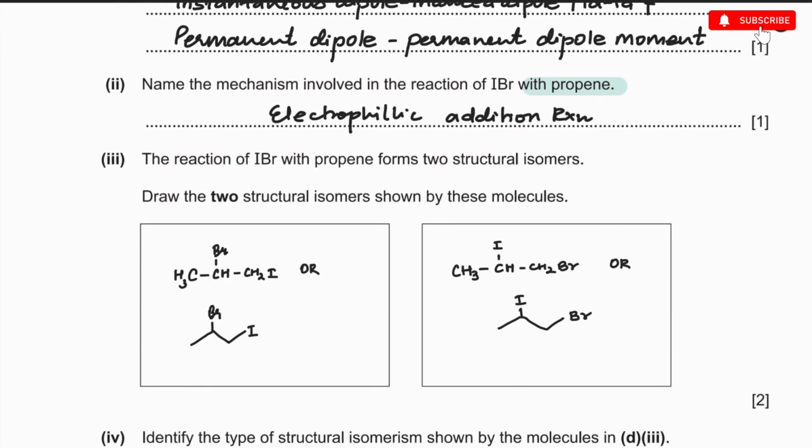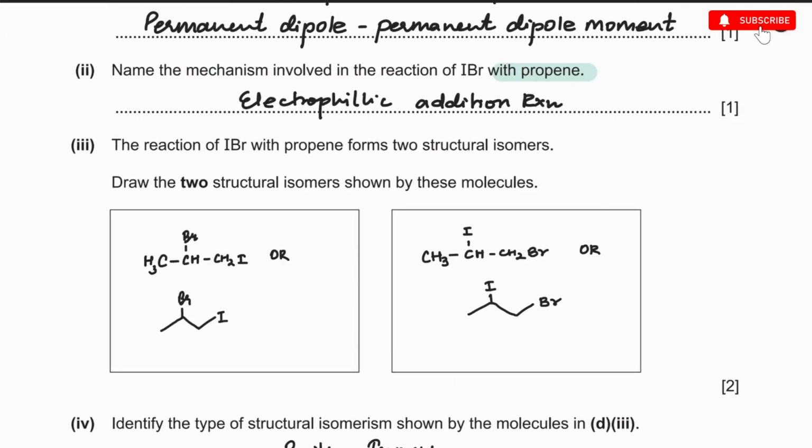Talking about the reaction of IBr with propene, it forms two structural isomers. Draw the two structural isomers shown by these molecules. These are the two structural isomers. But before that, you should know how these structural isomers have come up. So this basically shows the Markovnikov rule. I'll show you how.